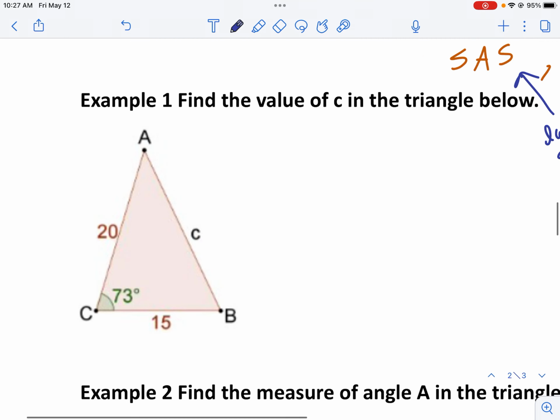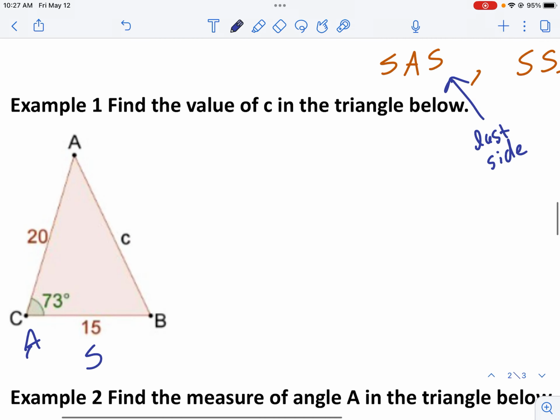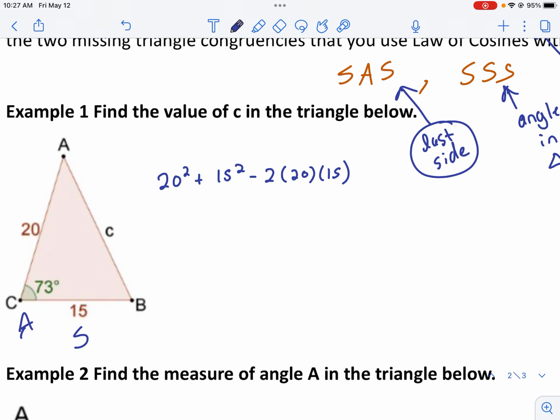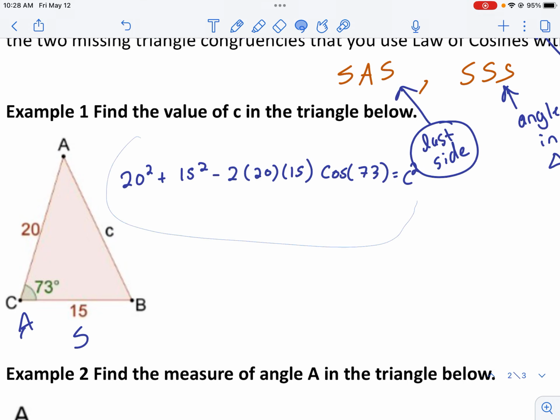So this is a really nice one because we have side, angle, side here, which means we just need to find that last side using our law of cosines. So we plug in, we're going to say 20 squared plus 15 squared minus 2 times 20 times 15, and then cosine of C, right, that angle that we have right there, so cosine of 73 is equal to C squared.